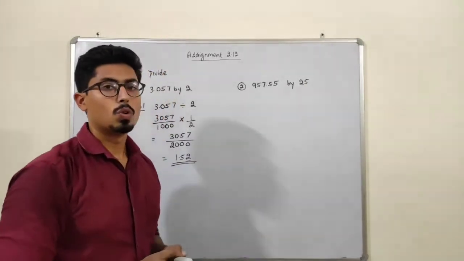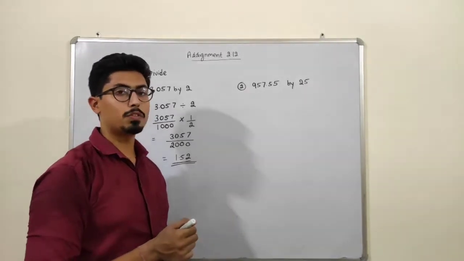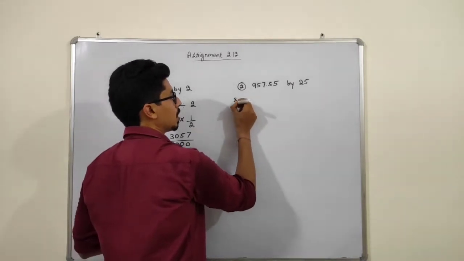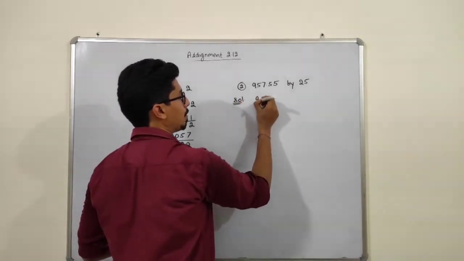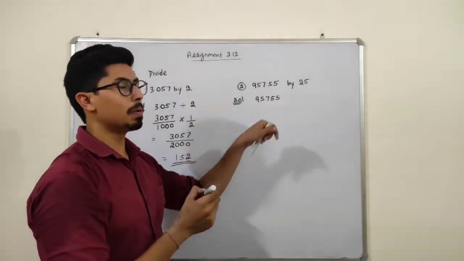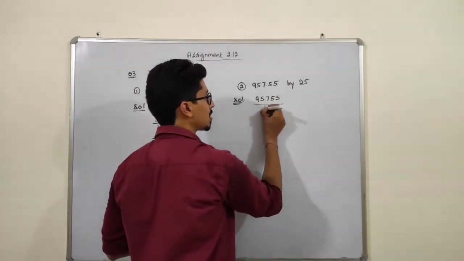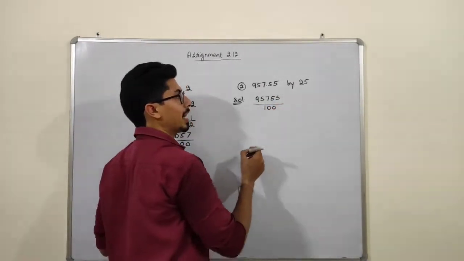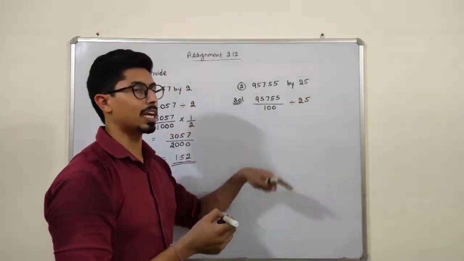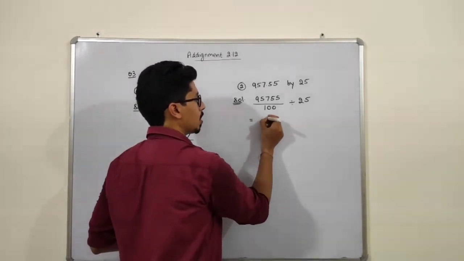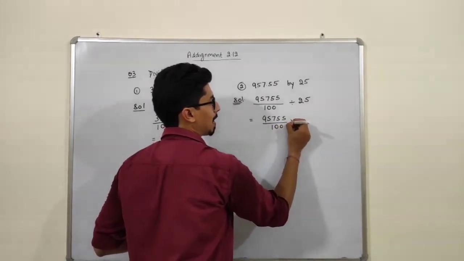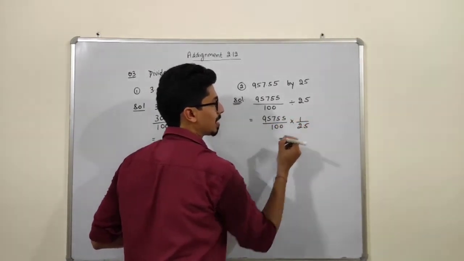Students, moving forward to our next part, we have to divide 957.55 by 25. So the solution will be 95755. If I remove the decimal portion, after the decimal there are 2 digits, so I can write it like this, over 100. I have to divide it by 25. If I replace the division sign with a multiplication sign, it will be 95755 over 100 as it is, multiplied by 1 by 25, because the number will get reciprocated.